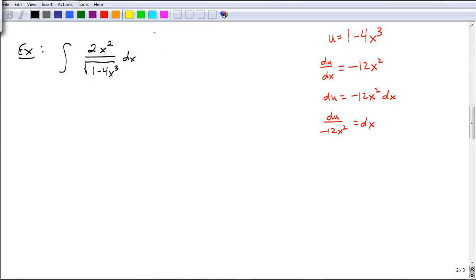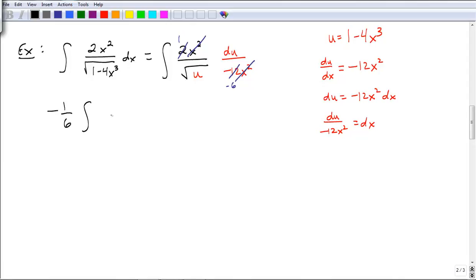So when I rewrite, this integral becomes 2x squared divided by the square root of u du over negative 12x squared. And if you'll notice, the x squareds cancel. 2 goes into 2 once, and into negative 12 6 times. So I can factor out that negative 6 on the bottom. It becomes a negative 1/6 because it's on the bottom. And that's a square root of u, so it's u to the 1/2.